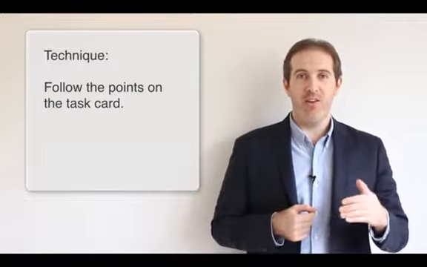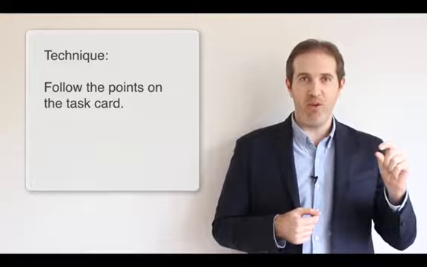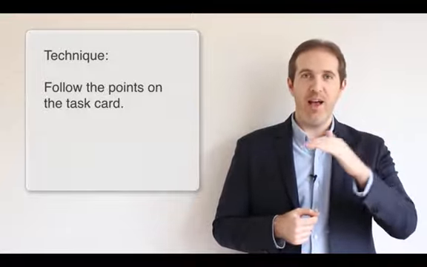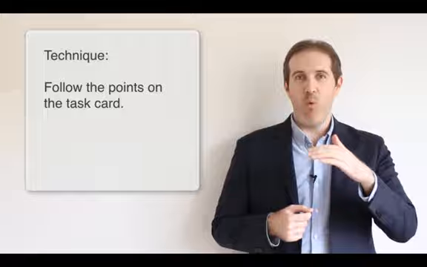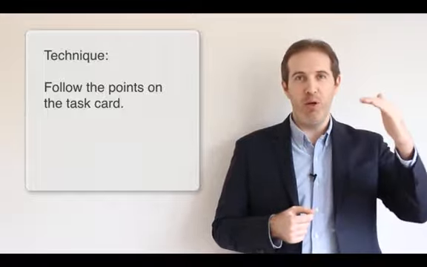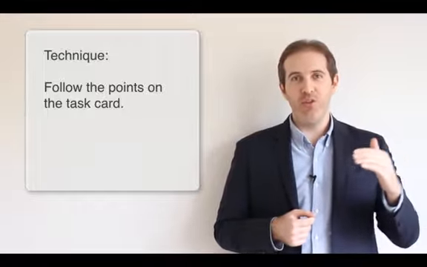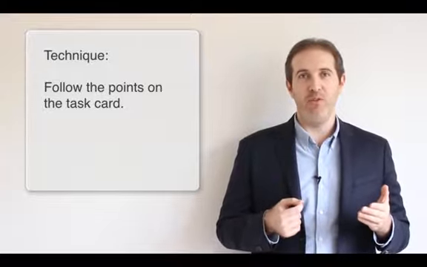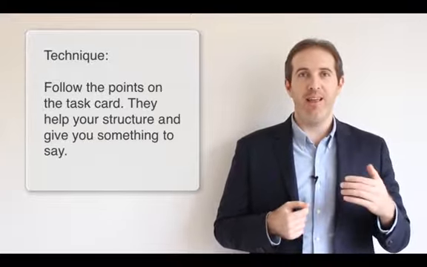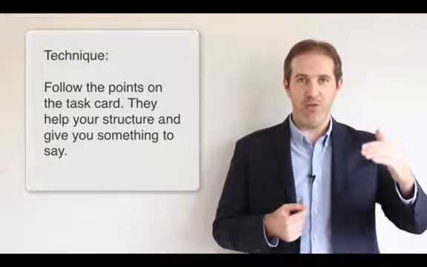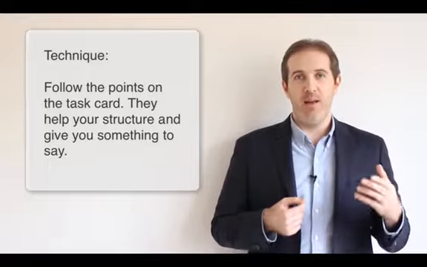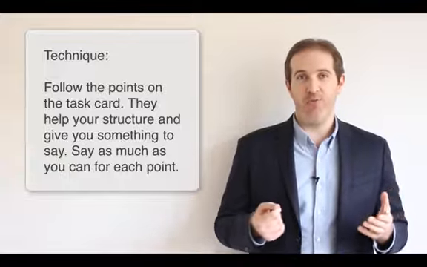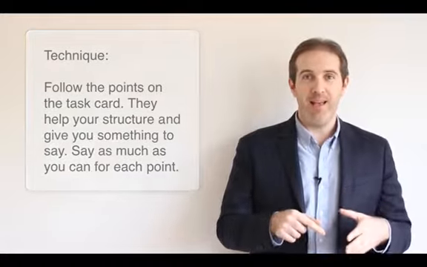Then when the 1 minute preparation time is finished, the technique is, my advice is, just follow the points on the task card. So if the main task is describe a person who you like, below that it will say, who is this person, how do you know them, why do you like them. There'll be some bullet points below the main task. Use those bullet points to help you. You don't have to cover them all, but I recommend that you do because they help your structure, they give you something to say. So you go through saying what you can about those bullet points. Those are the only techniques that I can really suggest for what you should do in the exam.